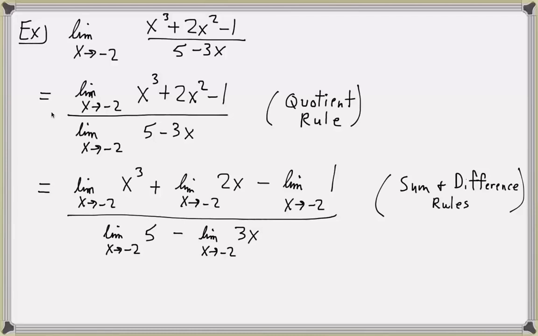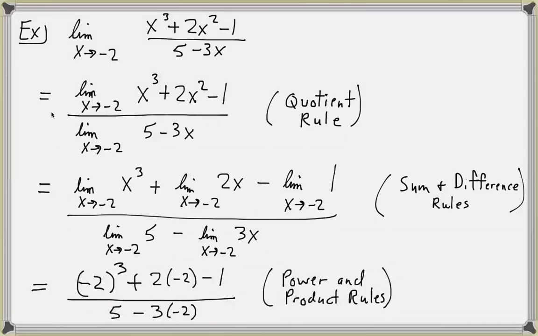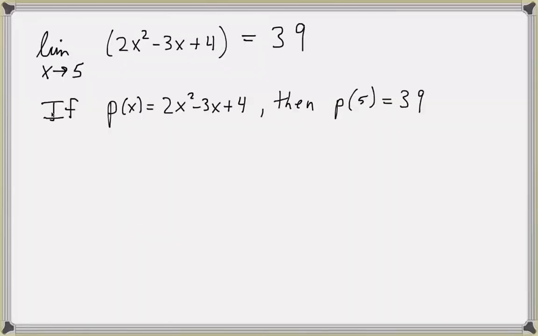And then finally, I'm going to use the power and product rules again, so I can replace all the x's with negative 2 to obtain this expression. And when we evaluate the numerator, we'll get negative 1, and the denominator simplifies to 11. So the final answer is negative 1 over 11. So the limit of x cubed plus 2x squared minus 1 over 5 minus 3x as x approaches negative 2 is negative 1/11.